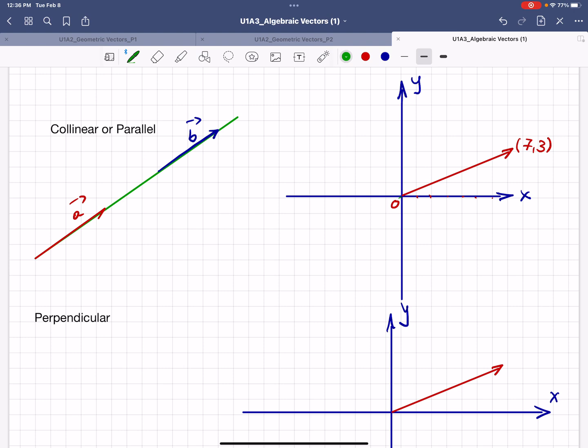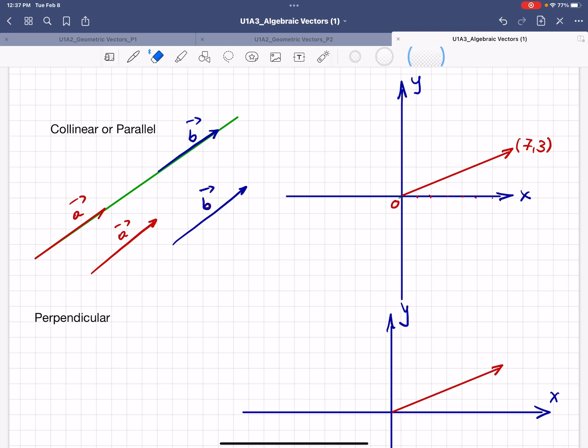Also, two vectors can be parallel. For example, you have this vector A here and this vector B. Remember that we can shift the vectors on the plane in any way we wish, as long as we do not change the direction. As you can see here, these two vectors, A and B, are parallel to each other.